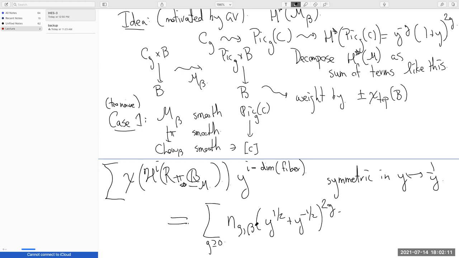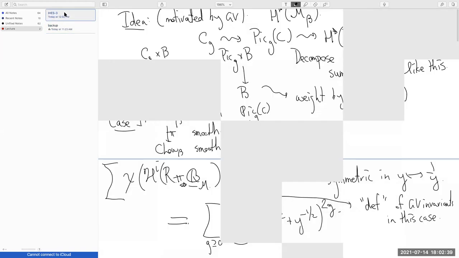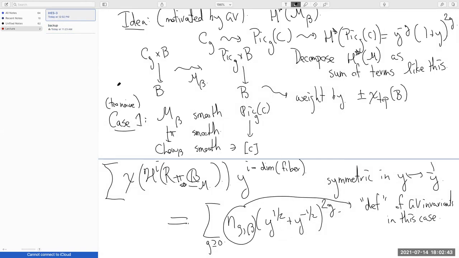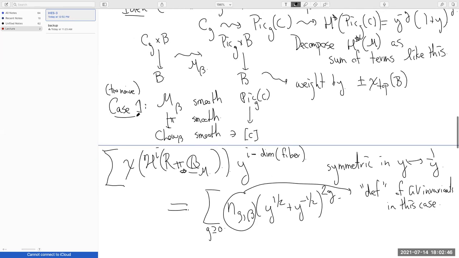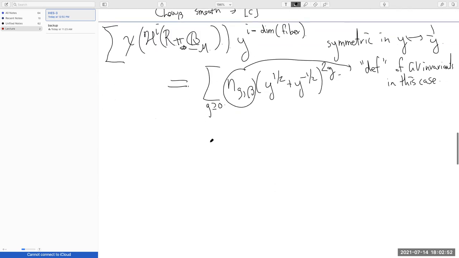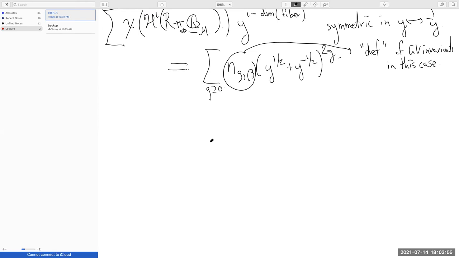So this will be some finite sum. These will be integers. They will only live when the genus is greater than or equal to 0. And then this is, in some sense, the definition. This was originally proposed by Hosono, Saito, and Takahashi to handle this case. And in the very few nice cases where you actually are in this situation, this does in fact match up with the predictions coming from the Gromov-Witten invariants.